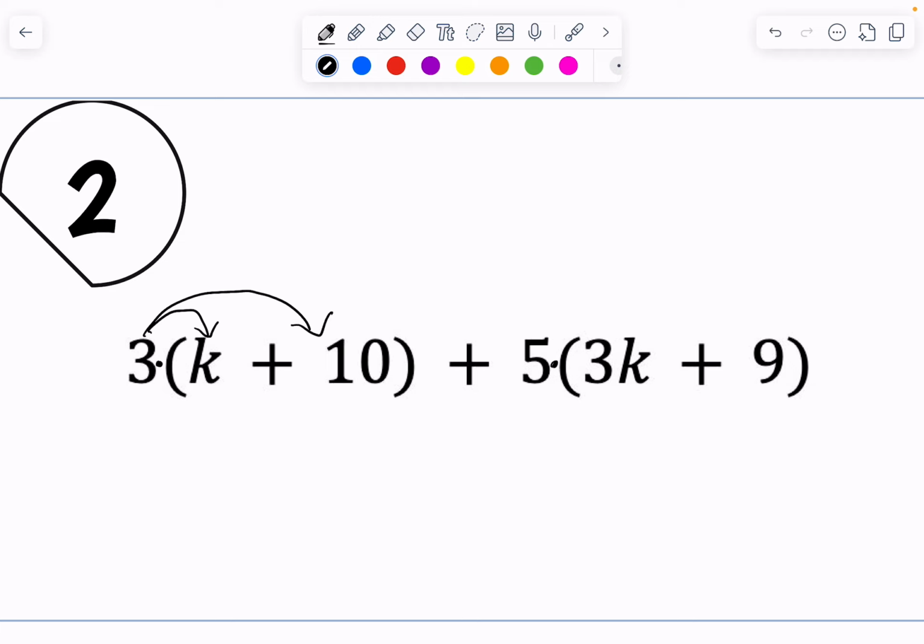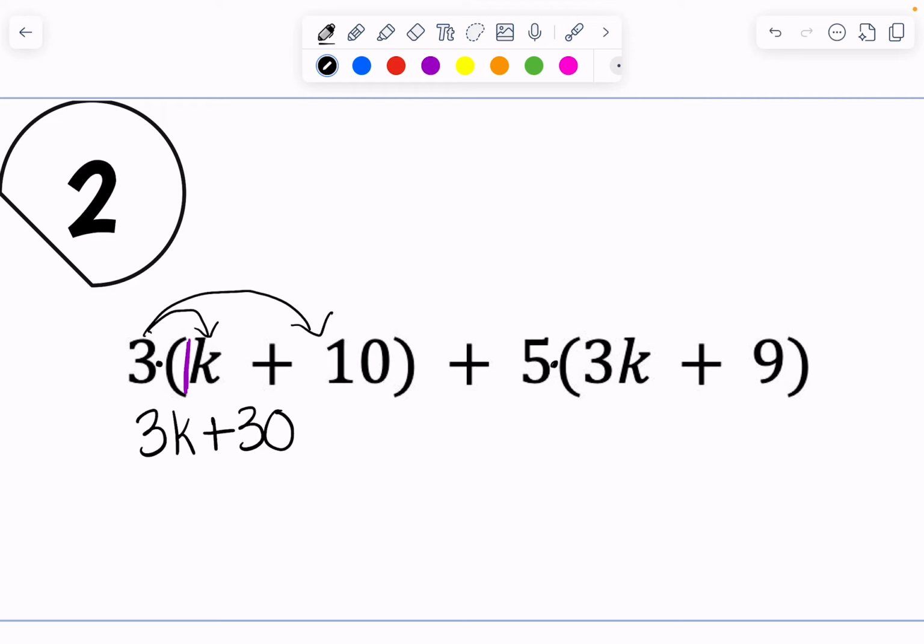A couple things that we want to remember. We want to remember that this k has an invisible coefficient of 1 right now. And then again, we also want to pay attention to those signs on those numbers. So the plus and the minus helps us determine if it's positive or negative. So 3 times 1k would give me 3k. 3 times positive 10 gives me a positive 30. So this part, I've distributed out that 3. I've passed the 3 out to both other terms. And so now I'm going to move on to the next part.